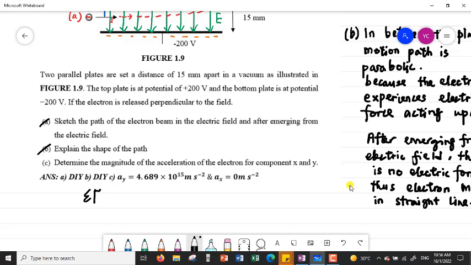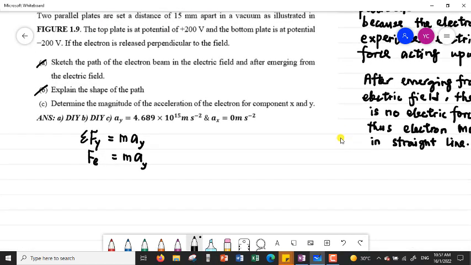For the y-axis, we are going to apply Newton's second law, F equal to ma. The electron is going to experience acceleration along the y-axis. The net force acting on the electron is the electric force, so Fe equal to ma. The a here refers to the acceleration along component Y. The electric force is QE, so QE equal to m times acceleration component Y. Rearranging, the acceleration component Y will be QE over M.